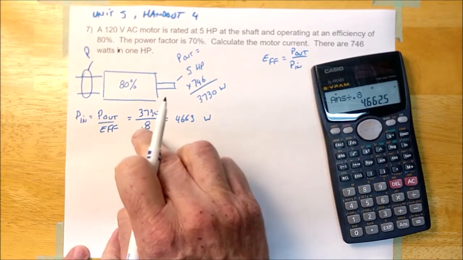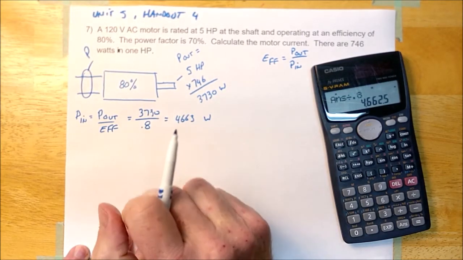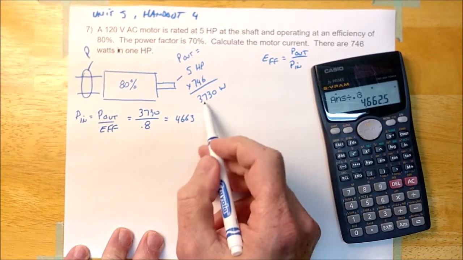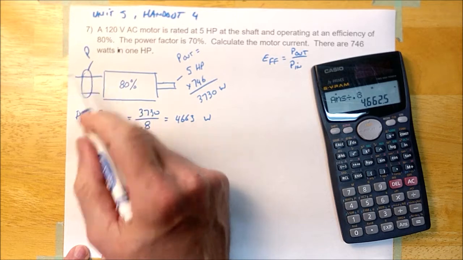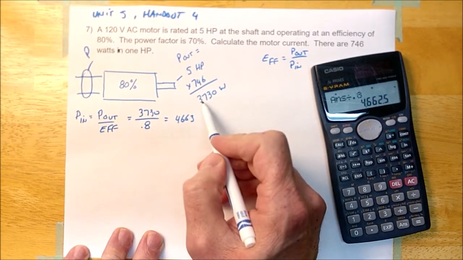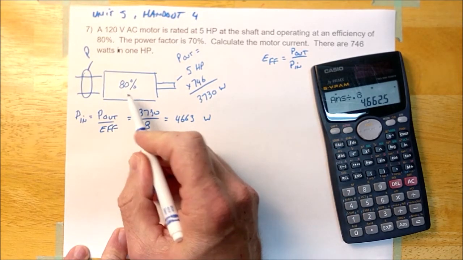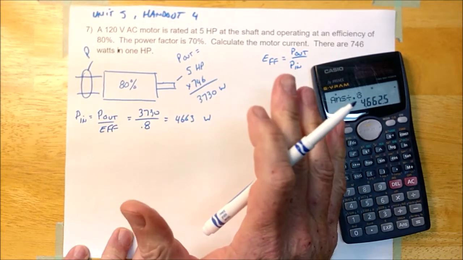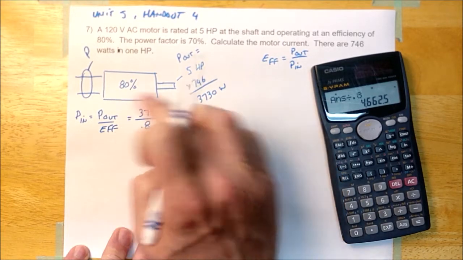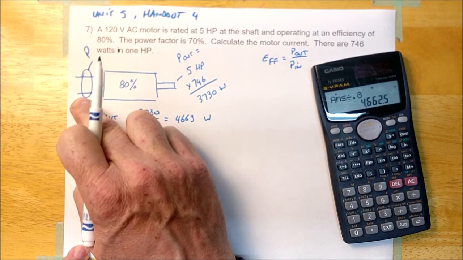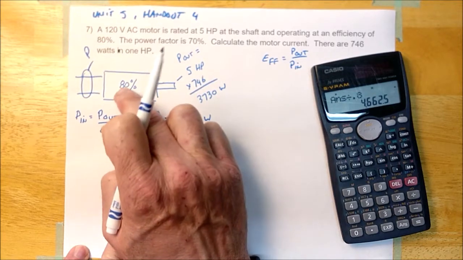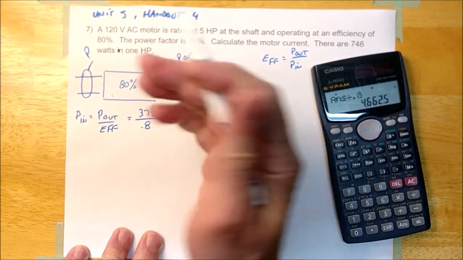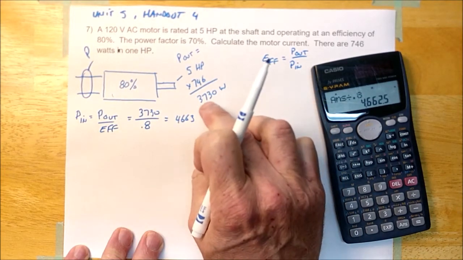Now, a couple things about this, guys. You must divide here, because I've seen a lot of students, when they're doing these, take this 3730 and multiply it by 0.8, and they think that might be the input power. But if you multiply 3730 times 0.8, you'll get a number that's less than 3730. And there's no machine on the planet, guys, that outputs more power than goes in. Okay, that does not exist. 20% of the energy that's going into this machine is being wasted as heat. It's being lost in the machine, and you're only getting 80% out.